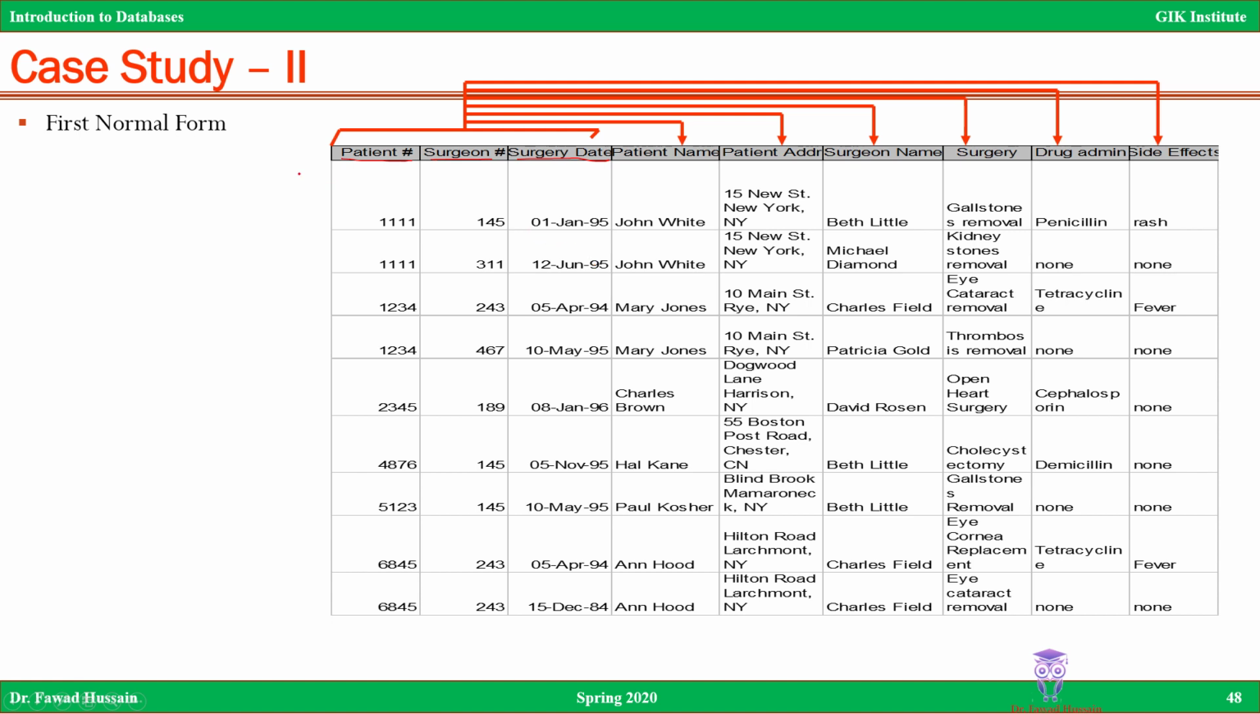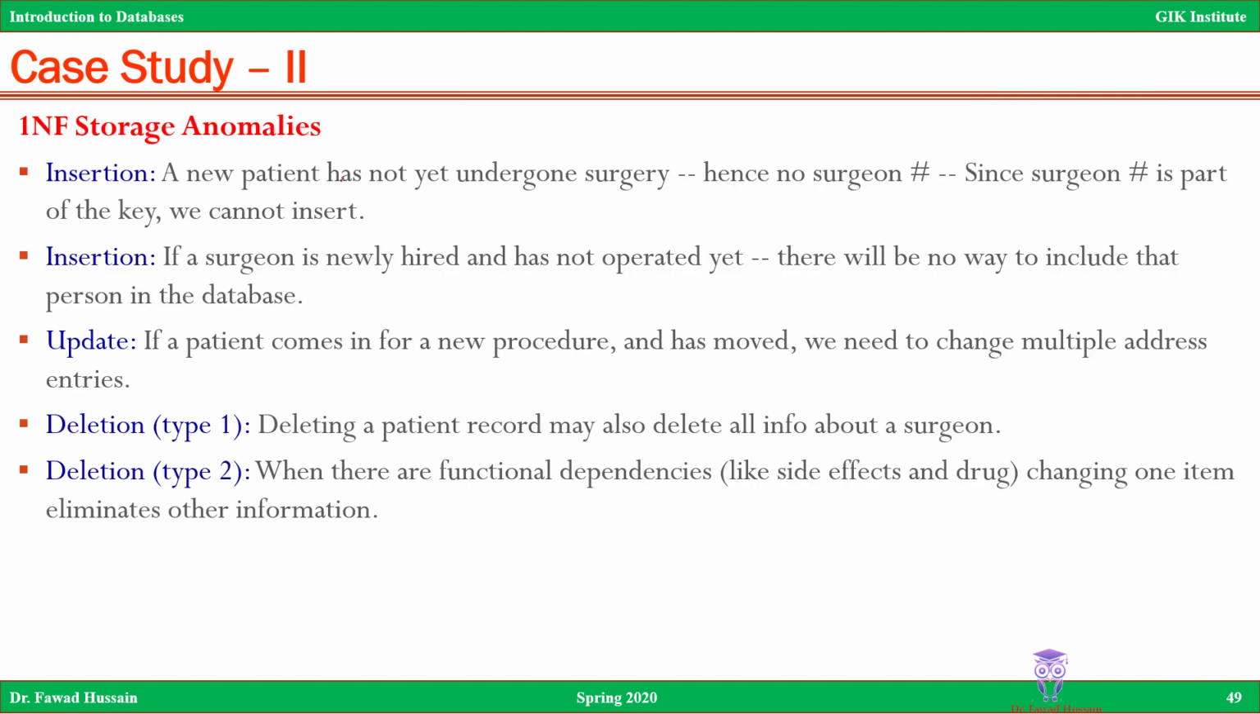But let's look at what we said, that there are going to be insertion, deletion and update anomalies. Let's look at that in detail. What is going to be the problem? So the anomalies in the storage using the first normal form is that for insertion, if a new patient has to undergo surgery but has not undergone it yet, hence there is going to be no surgeon because the surgery has not been performed. Since surgeon number is part of the primary key, it means that we cannot enter the record of a new patient until and unless that patient goes through a surgery. So we cannot do it before the surgery. So that's an insertion problem.